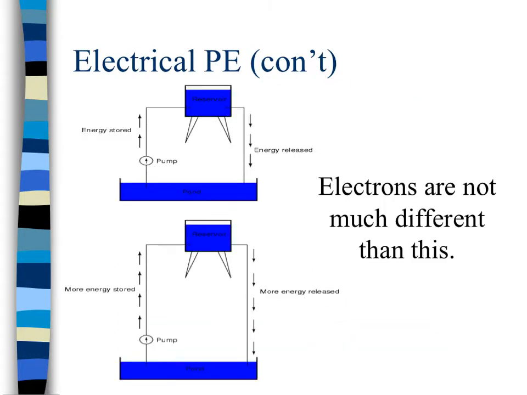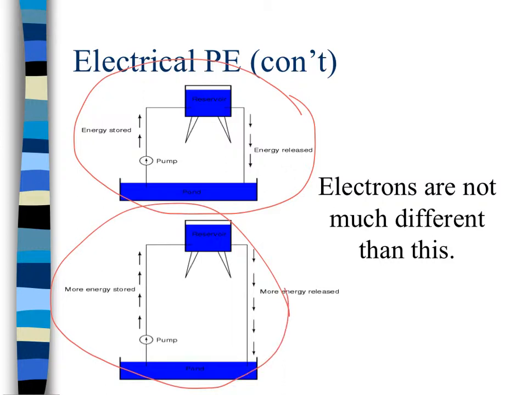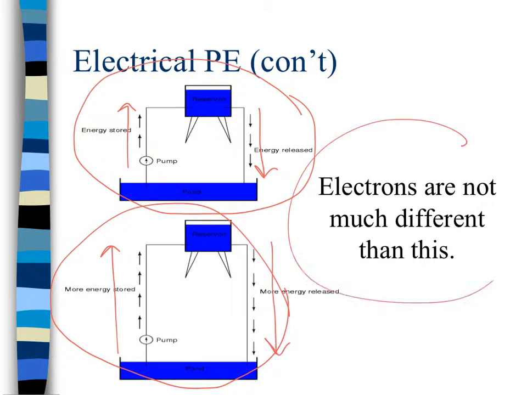Well, if we compare this one where we just pump up the water to a reservoir versus this one where we pump it up even higher to a higher reservoir, the energy that went into bringing it up there comes out. So if you bring even more energy to put it in there, even more energy comes out. Electrons are kind of like this.